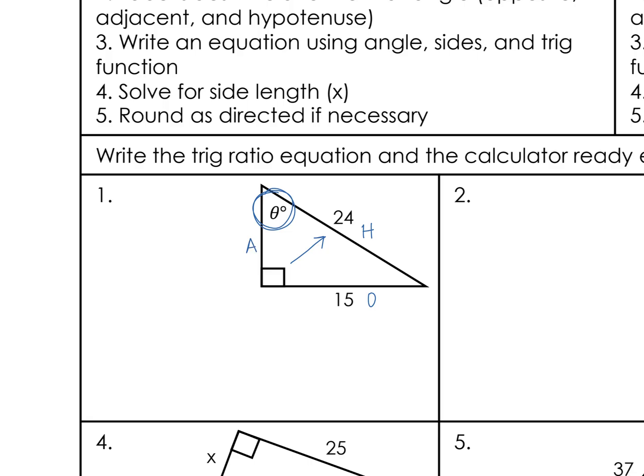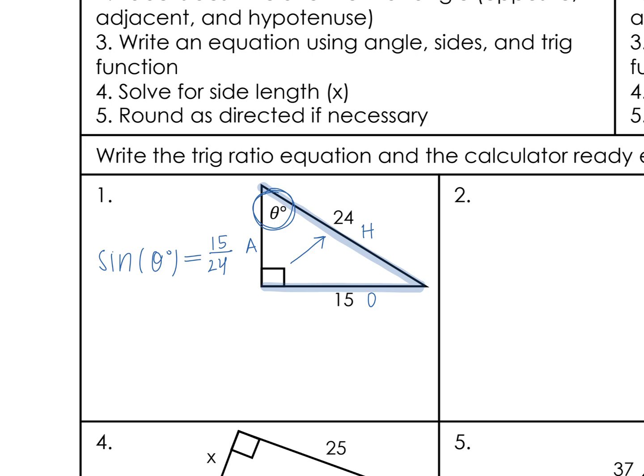For step 3, to write your equation, you have to determine which trig function you're going to use. So the key thing is that here I have a side length for my opposite and for my hypotenuse. So these are the 2 sides I need to focus on to find a trig function that we'll use. And so that's going to be my sine. So we'll have sine of theta is equal to our opposite, 15, over my hypotenuse, 24.